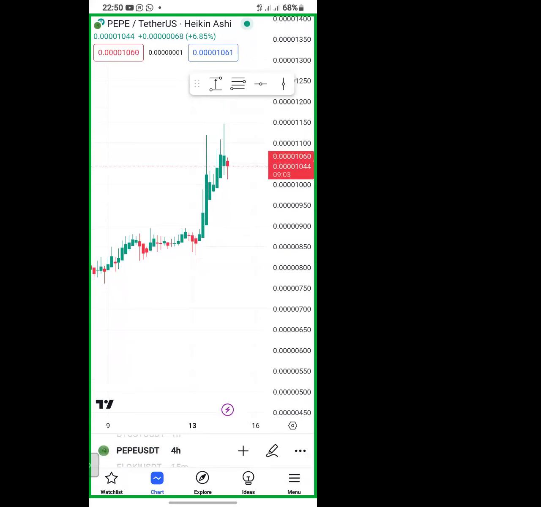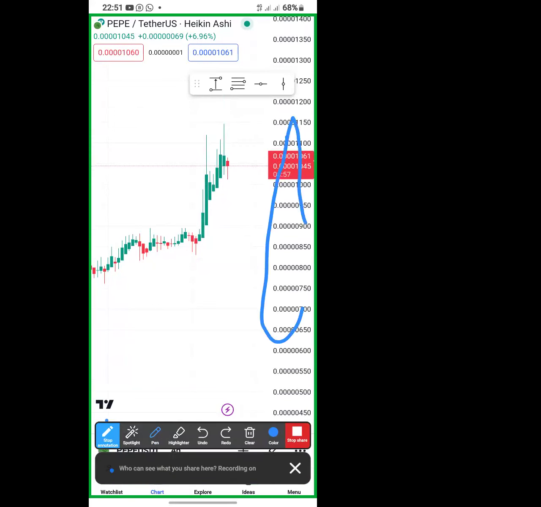Before we go to that, this is the full chart, and this is where you find the prices of the coin, or the particular coin you're trading. This side, this section, is the prices. These are called candlesticks. The candlesticks show you the market formation. The green ones show you how the market is moving upwards, then the red ones just represent the downward trend.